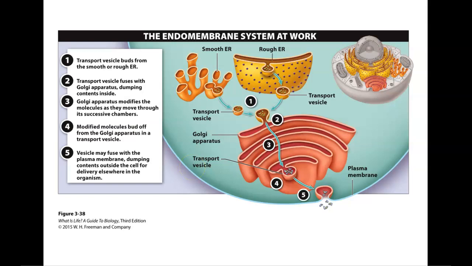And so looking here, you see the transport vesicle is going to bud off from the smooth or rough ER. It then goes and joins with the Golgi apparatus, dumping its contents inside. Here, the Golgi apparatus is going to modify these molecules as they move through the chambers. Modified molecules are then going to bud off in the Golgi apparatus to a transport vesicle. Sometimes it's called a Golgi body. Then that vesicle may fuse with the plasma membrane, dumping the contents outside of the cell and delivering them elsewhere in organisms.